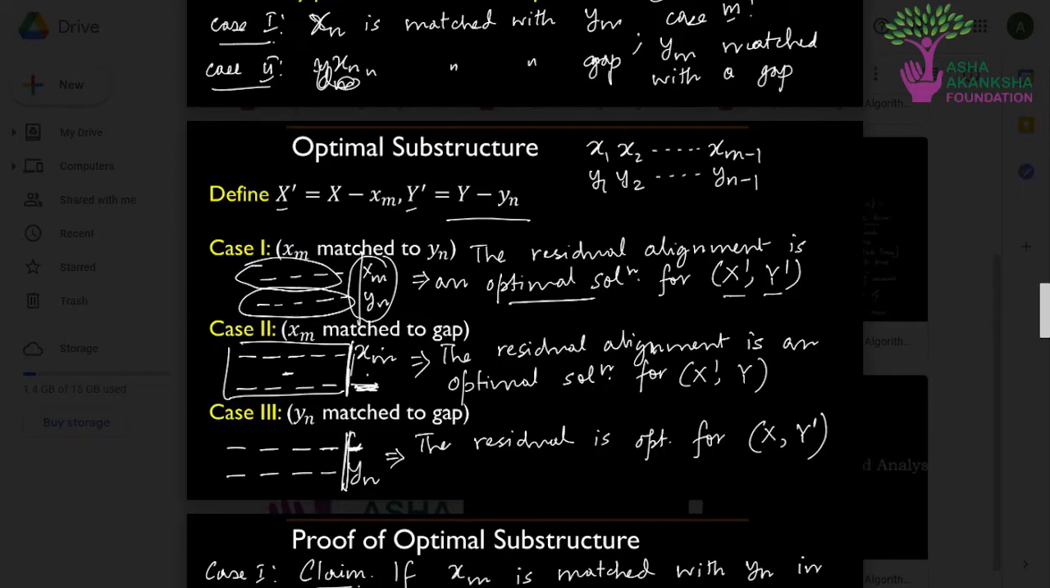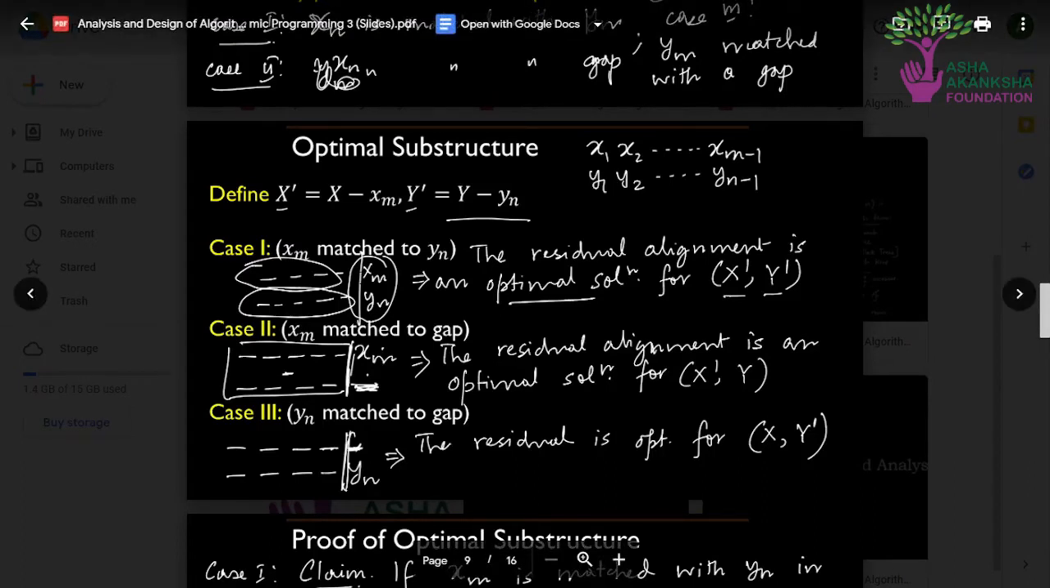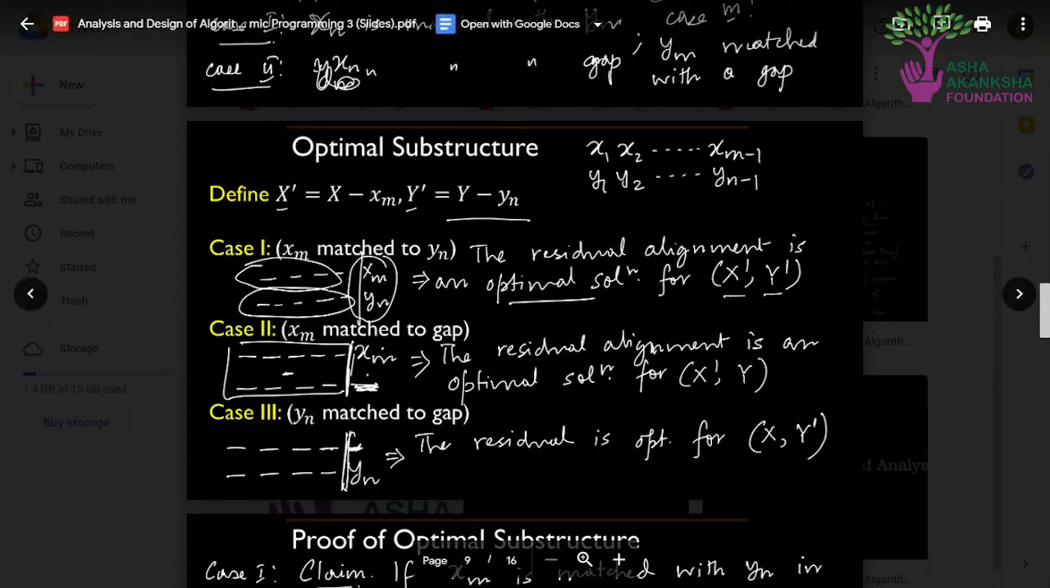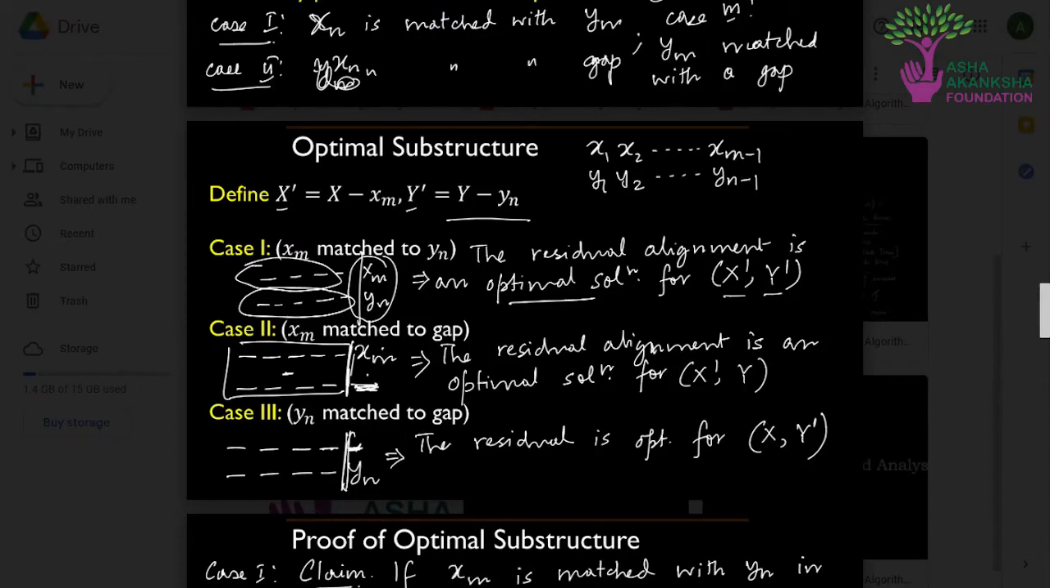Suppose in the capital X string we are at the mth index, and in the capital Y string we are at the nth index. We compare the xm and yn elements, and if they are matched, then the cost of this alignment is equal to zero, and we align them with each other, and the remaining strings become x dash and y dash. So the residual alignment is equal to the optimal solution from x dash and y dash. Now we have to align the residual strings, and this one is aligned.